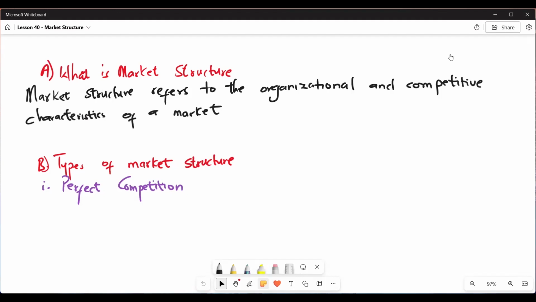Now, why is market structure important? It's important because it shapes your market power, which is the ability for any firm to raise their price without losing any sales to competing industries. The more market power you have, the higher the price you can charge.